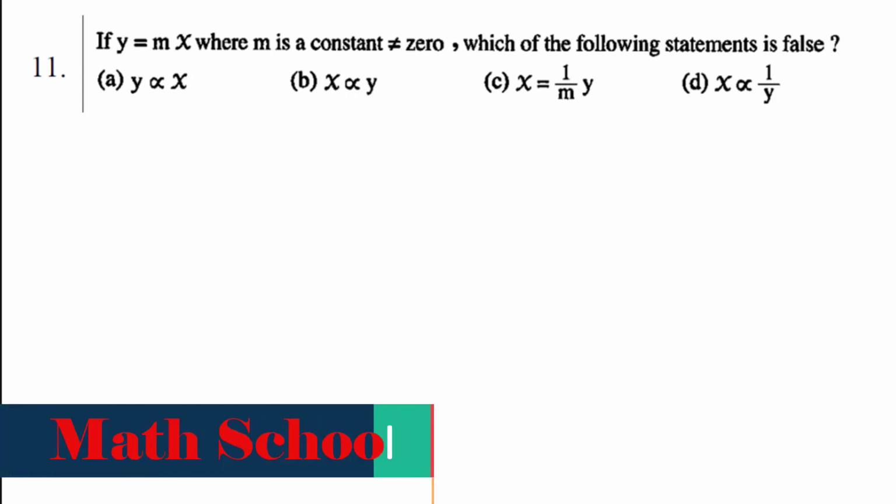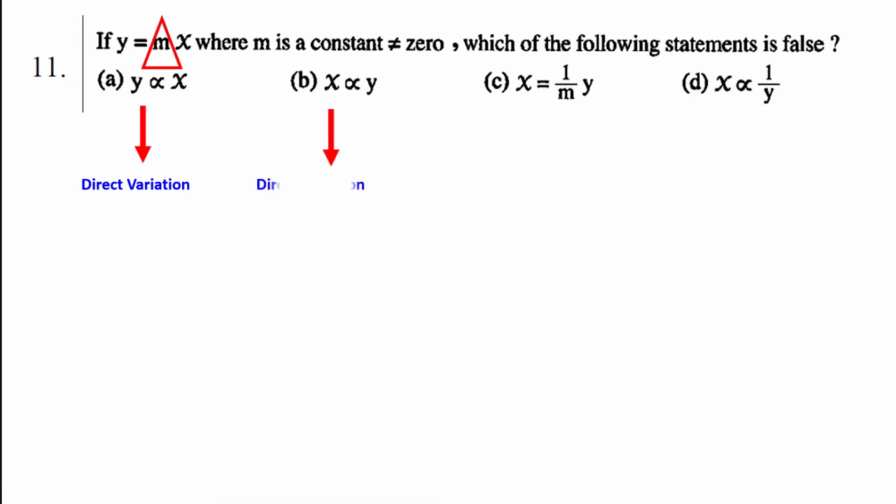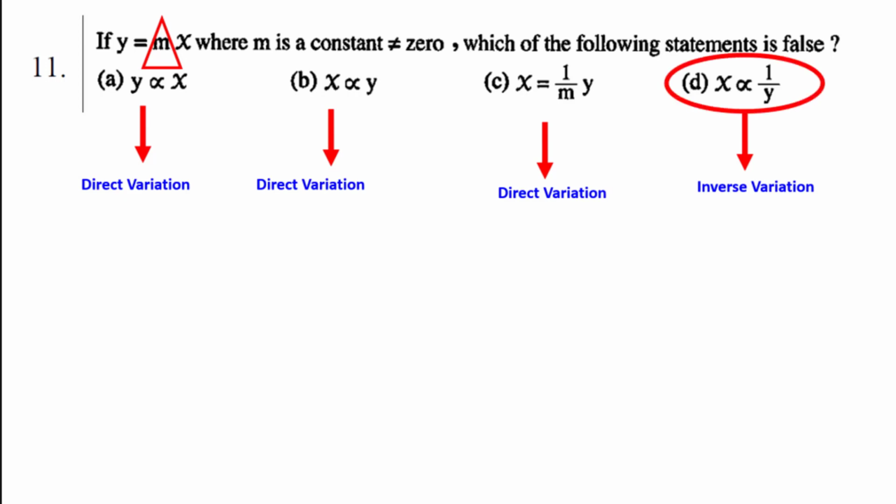Look at number A, y varies as x. We have here direct variation. Number B, x varies as y. It's called direct variation. Look at number C here. X equals 1 over m times y. Means what? Means constant times y. It's direct variation. But the last one means what? Means inverse variation. X varies as 1 over y. It's the multiplicative inverse of y. Means here inverse variation. So the correct answer is D.